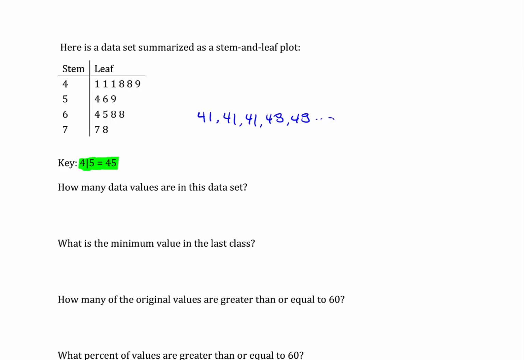So if I just count how many exist, let's see, there's 6 there, plus 3 more is 9, plus 4 is 13, plus 2 is 15. So I have 15 data items in this data set.